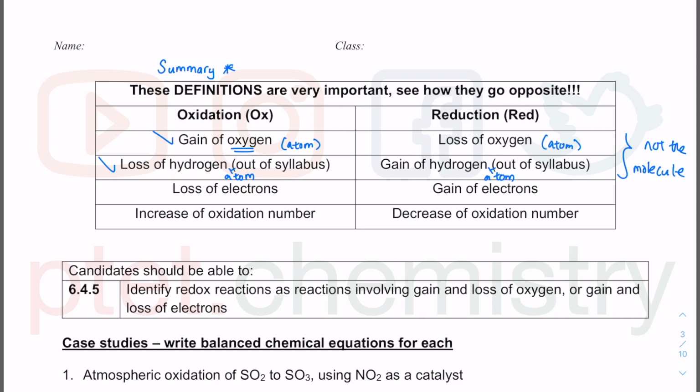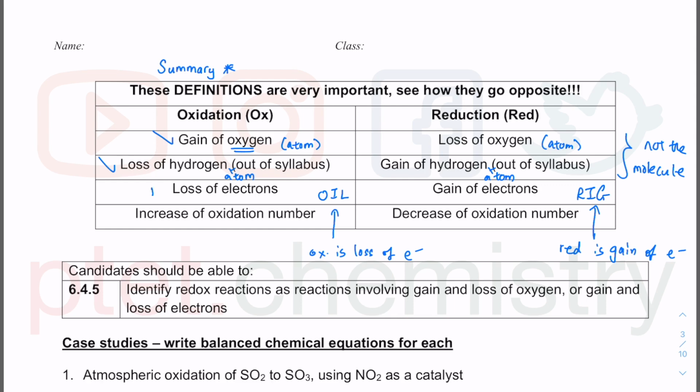And then there's an acronym, OIL RIG. Oxidation is loss of electrons. And then reduction is gain of electrons. So there's OIL RIG. Okay, it's quite popular, what do they call it? I forgot what they call this kind of short form already. But basically you can remember it as OIL RIG. Oxidation is loss of electrons, so you're losing electrons, and reduction is gaining electrons, OIL RIG.